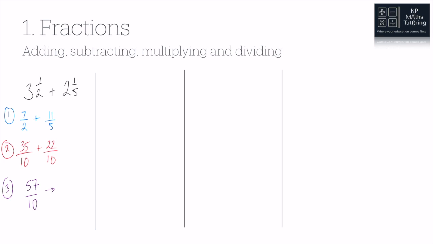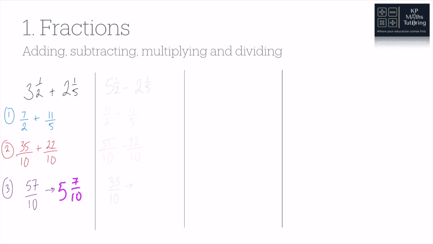And then remember, you must make your bottoms the same. So if you can see here what I've done, times that by 5, times that by 2. Whatever you do to the bottom, you do to the top. And then add the top, and you leave the bottom. Remember, do not add the bottom. So it ends up being 57 over 10. And then it's a good habit just to get used to that would end up being 5 and 7 over 10, because 10 goes into 57 5 times with 7 left over.